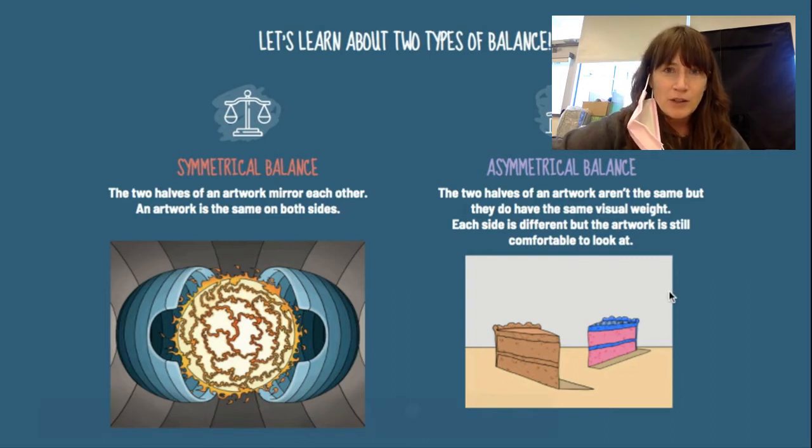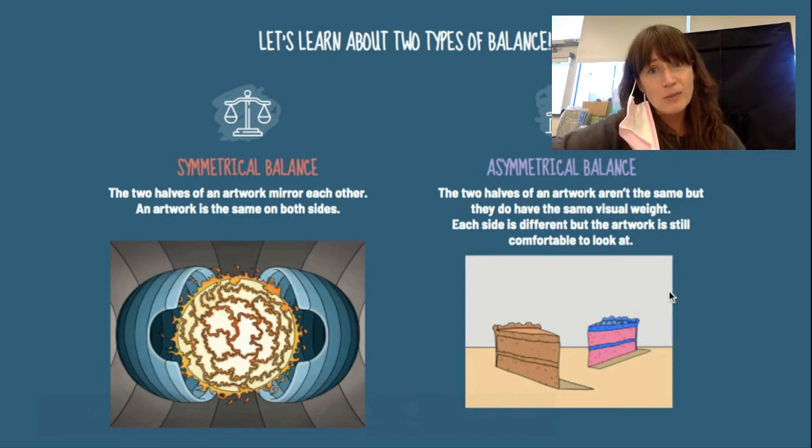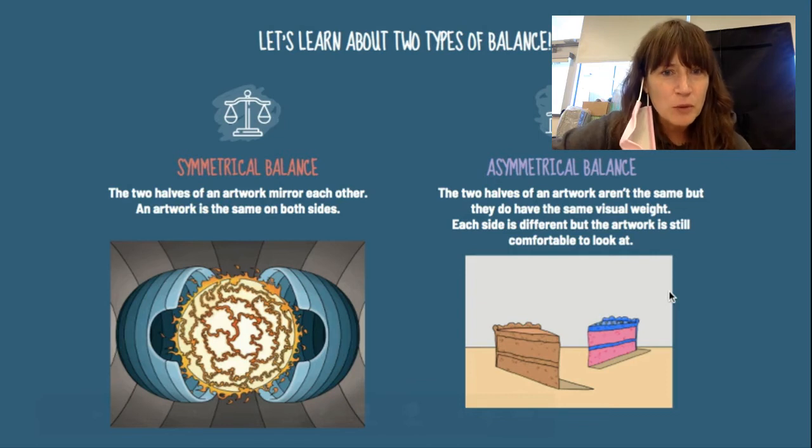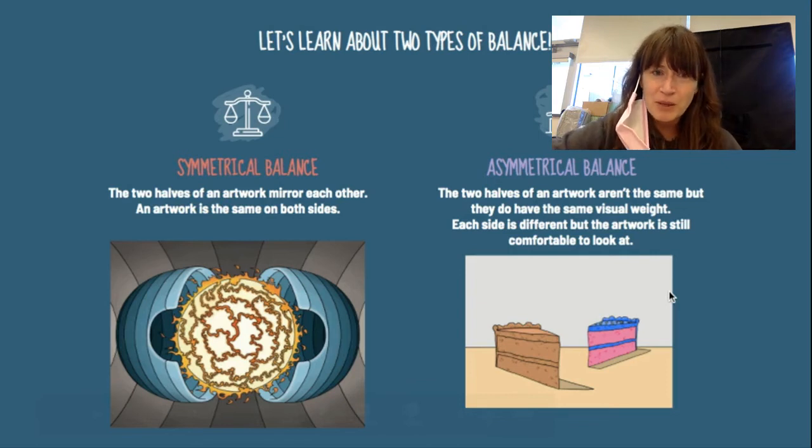The next thing we want to learn about is how visual weight in art is used to create balance. And we've got symmetrical balance, and then we've got asymmetrical balance. And there are some examples here of that. So go ahead and read this. 2 halves of an artwork mirror each other. An artwork is the same on both sides.